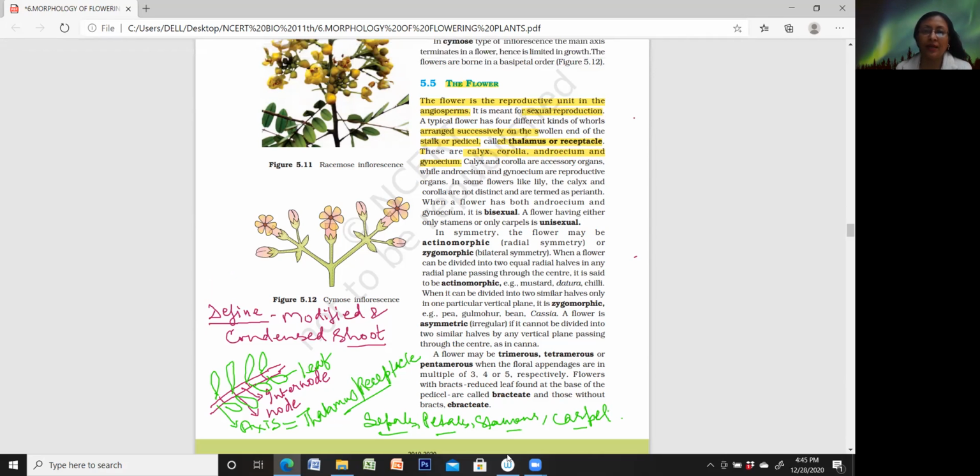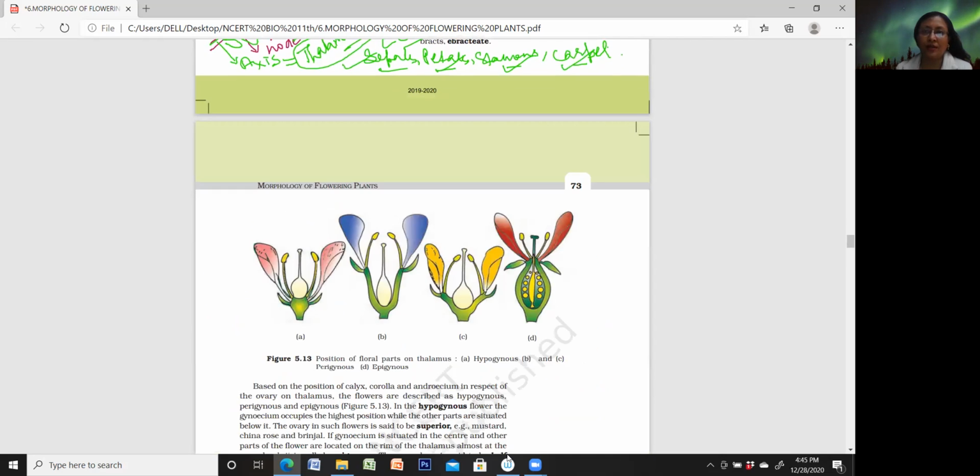So these all four parts of the flower are actually leaves. Basically, if this axis got modified into thalamus or receptacle, then what happened to the leaves? Now, these are the floral leaves. What are the floral leaves? Sepals, petals, stamens, and carpels. So this is exactly what a flower means.